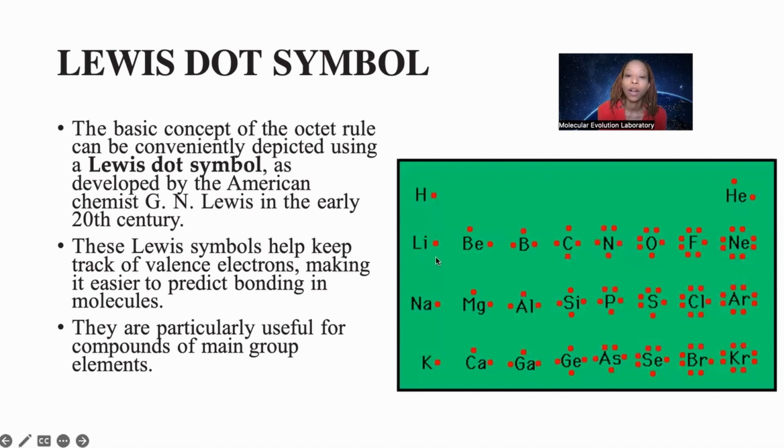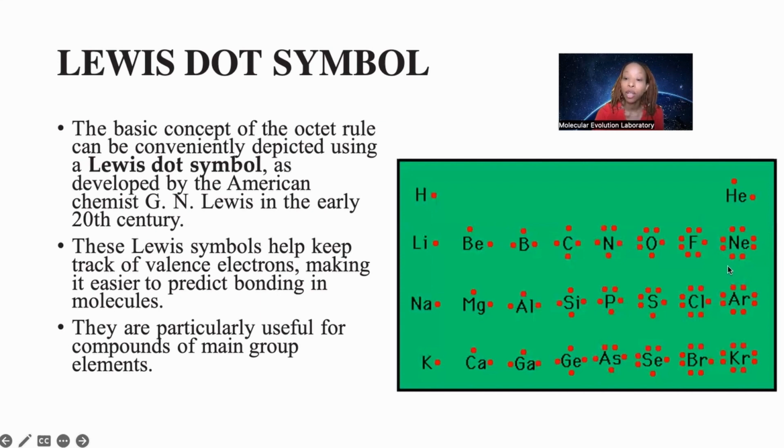Lithium has 1 valence electron. Beryllium has 2. Boron has 3. Carbon has 4 valence electrons. In order to satisfy the octet rule, it would like to acquire 4 electrons. Nitrogen has 5 valence electrons, and would like to acquire 3 electrons to satisfy the octet rule. Oxygen has 6 valence electrons, and would like to acquire 2 electrons. Fluorine would like to acquire 1 electron to satisfy the octet rule, having 7 valence electrons.